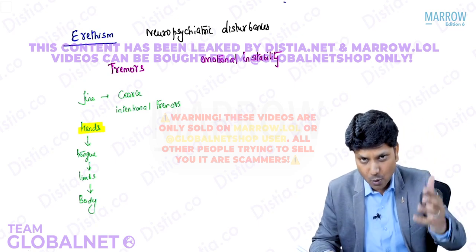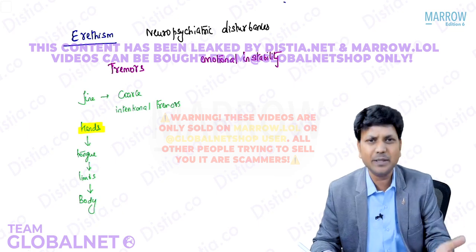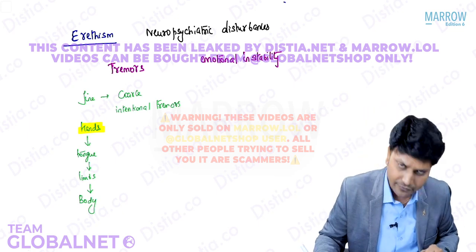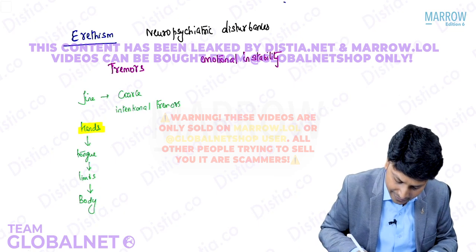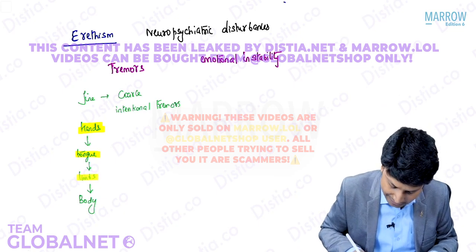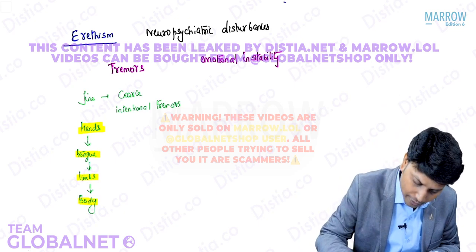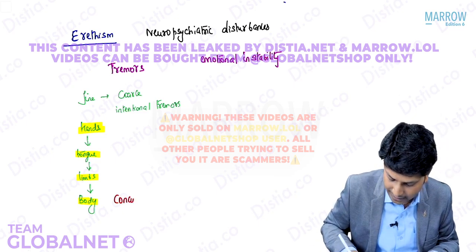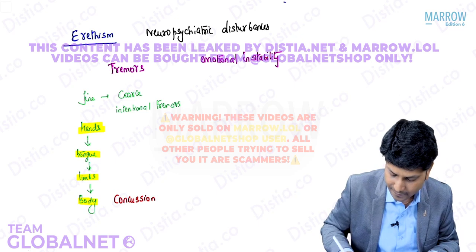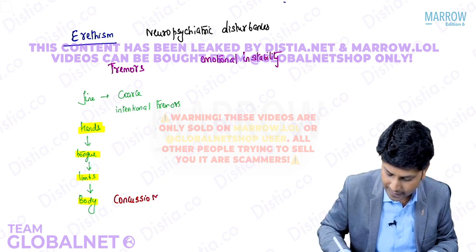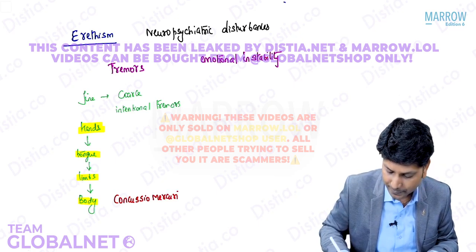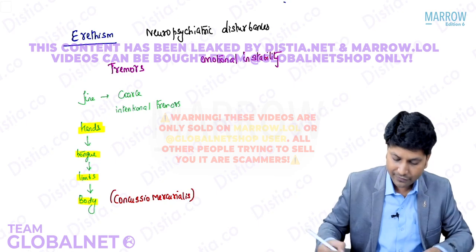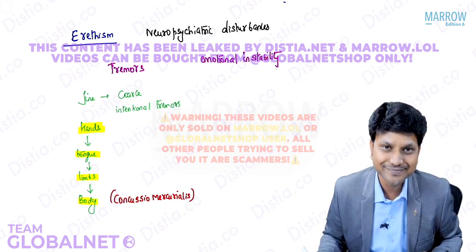Initially the person will start with tremors in the fingers, worsening of the handwriting, then he will have slurring of speech, ataxia. When it involves the whole body, the patient will be completely bedridden. We call this concussio mercurialis. The patient will be completely bedridden. He will not be able to do anything.